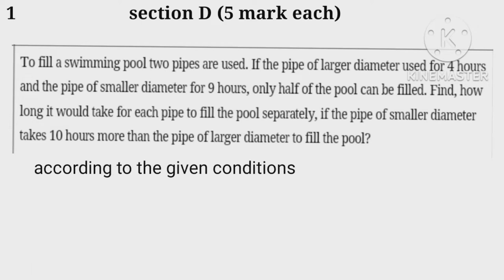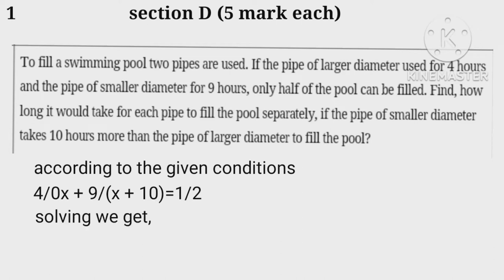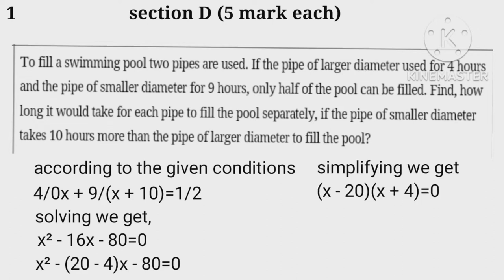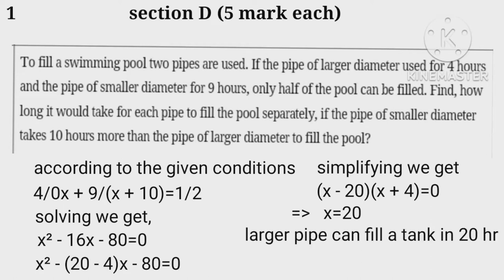According to the given conditions, 4 upon x plus 9 upon x plus 10 equals 1 upon 2. Solving, we get x squared minus 16x minus 80 equals 0, x squared minus 20x plus 4x minus 80 equals 0. Simplifying, we get x minus 20 times x plus 4 equals 0, which implies that x equals 20. Hence, the larger pipe can fill the tank in 20 hours and the smaller in 30 hours.